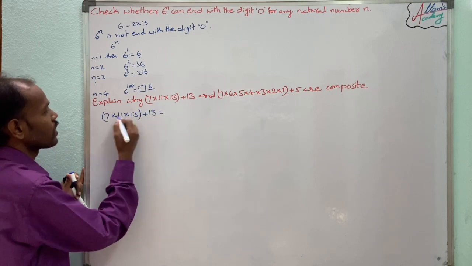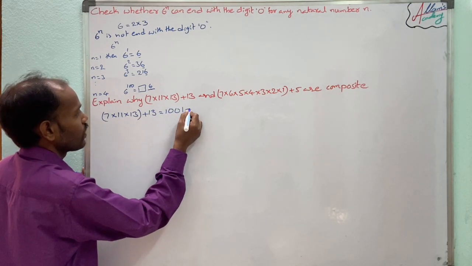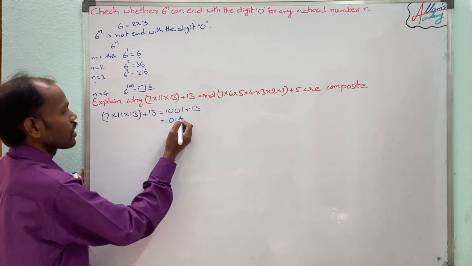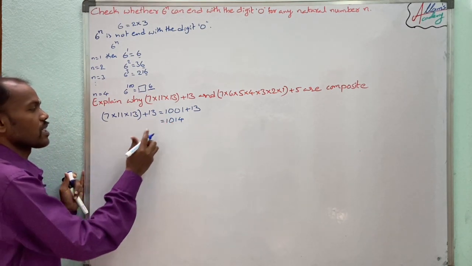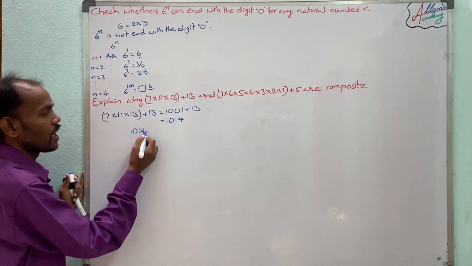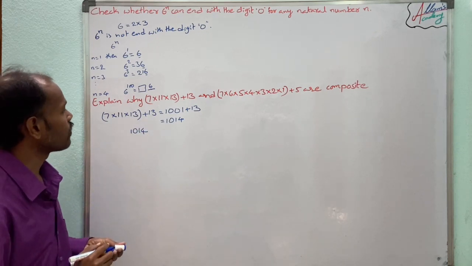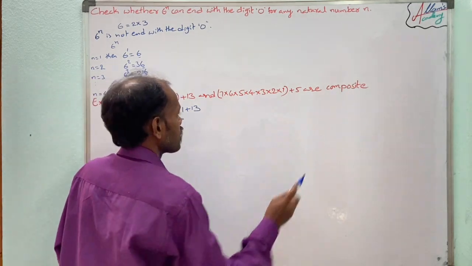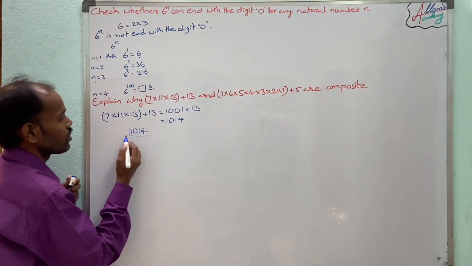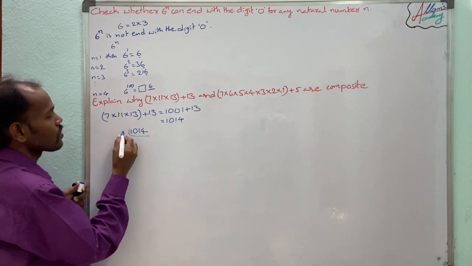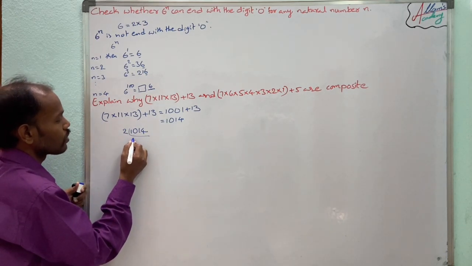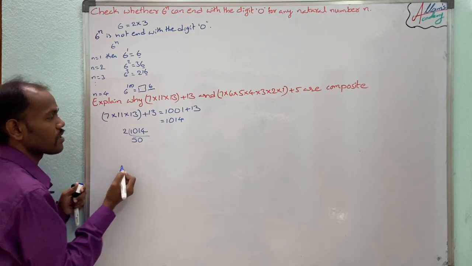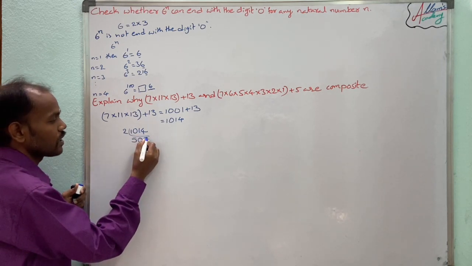7 into 11 into 13 equals 1001, plus 13. 1001 plus 13 equals 1014. Now we do the prime factorization of 1014. If it has only 2 factors, 1 and 1014, it is a prime number, otherwise it is composite. So the last digit is 4, so it is divisible by 2. 2 times 5 is 10, so taking 14, 2 times 7 is 14.